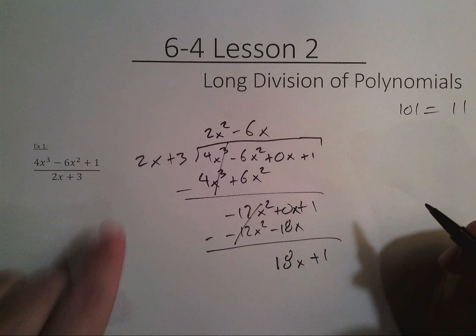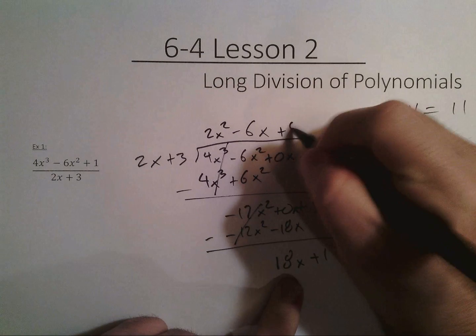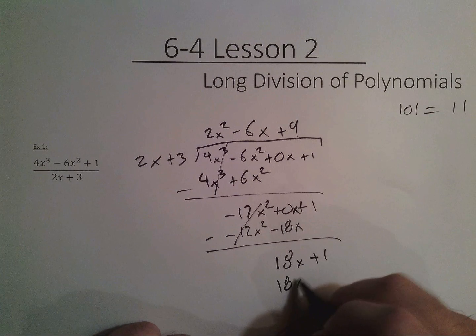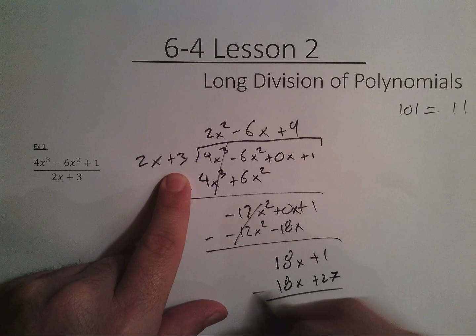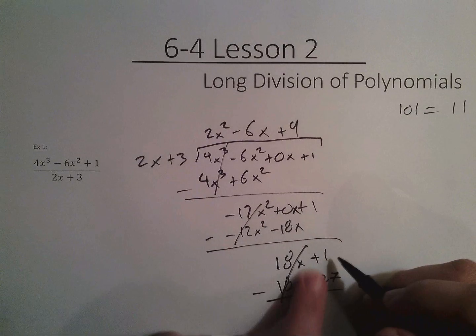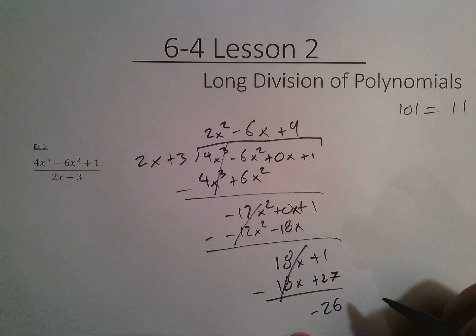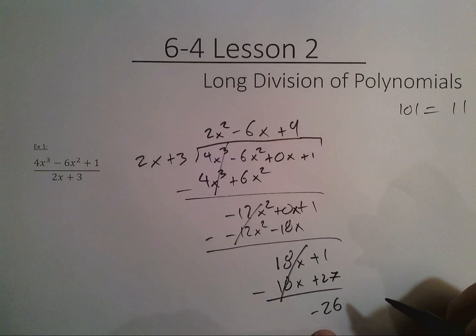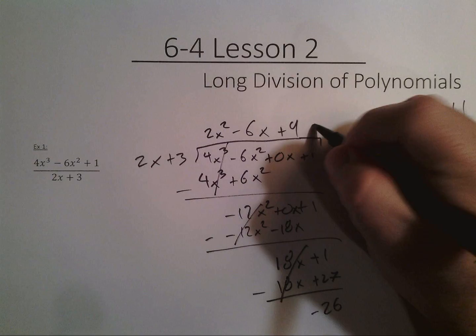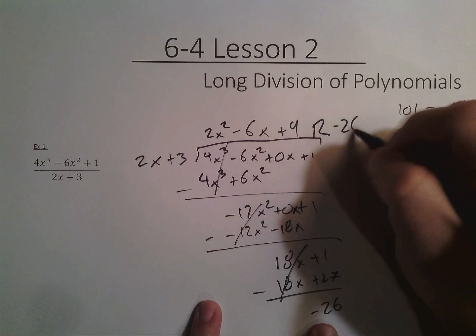And again, we ask ourselves, how often does 2x go into the 18x, and it goes in there 9 times with 18x. 9 times 3 is positive 27. I'm doing my subtraction. Those cancel. I have 1 minus 27, which is negative 26. Wait a second. I can't continue. 2x doesn't go into negative 26. So as soon as you can't go in there anymore, you now have a remainder of whatever's left, which is a remainder of negative 26.